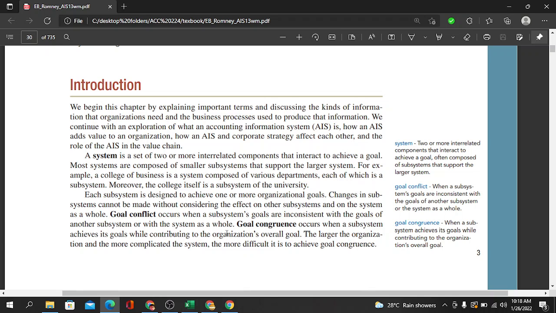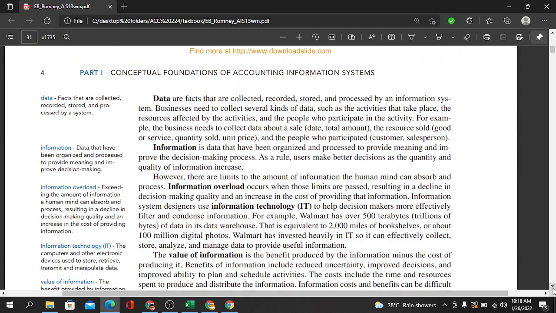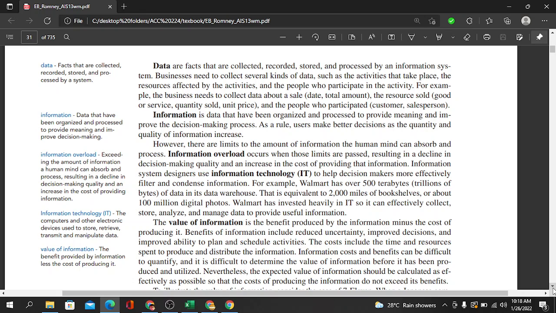And then, we also want to achieve the goal of the organization. So we call it goal congruence. The subsystem must achieve its goal. If the subsystem will not achieve the goal of the system as a whole, the opposite of it is goal conflict. Okay, so let's go to information overload.